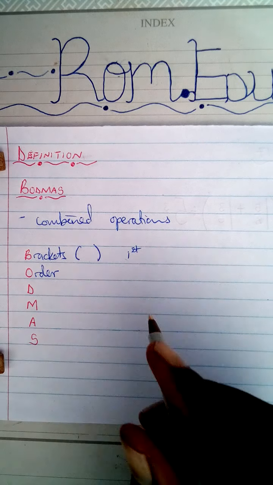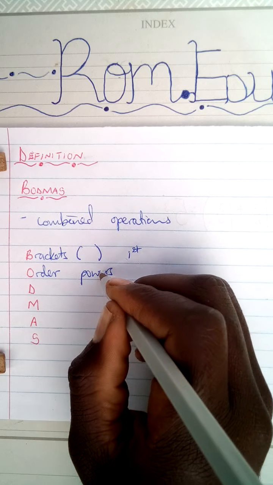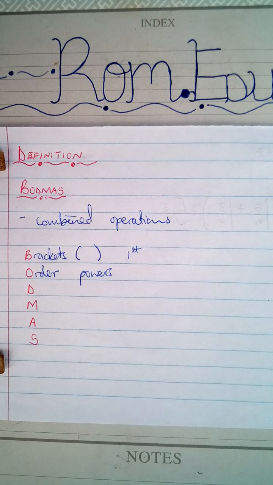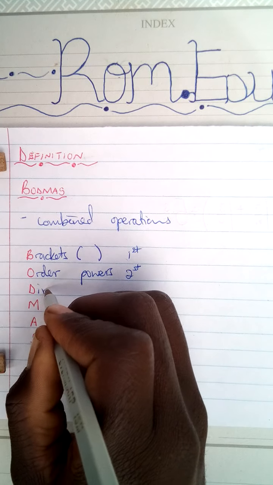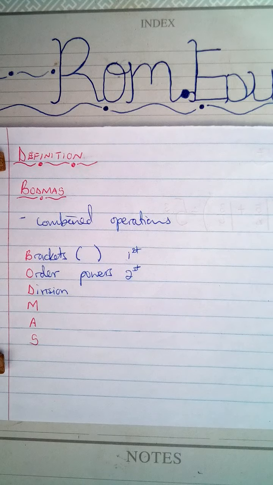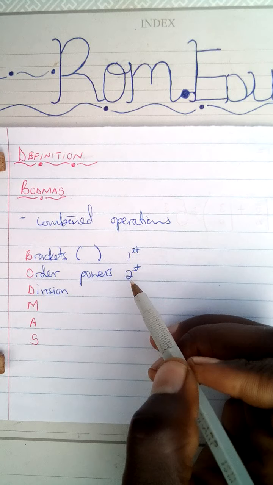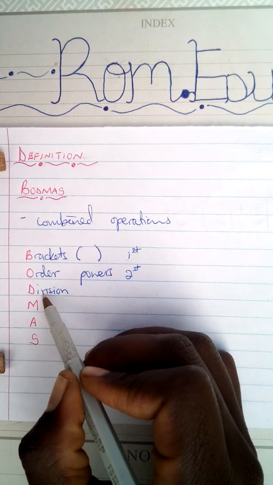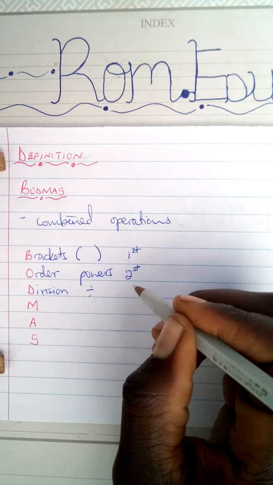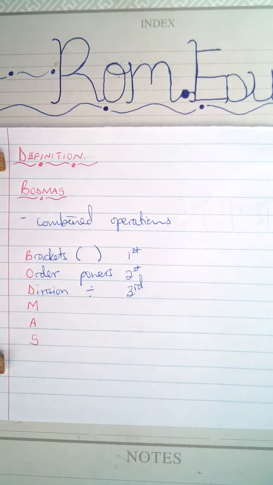So when you're talking of order, we are talking of powers, right? So let's say I'm done with whatever is inside the brackets. The second thing that I'm going to look at is, am I given powers or am I given orders, right? Then I simplify whatever is in the order form, right? Then the next thing that we look at is division, right? So after I finished with brackets and order, I look at division, which means division is my third operation.